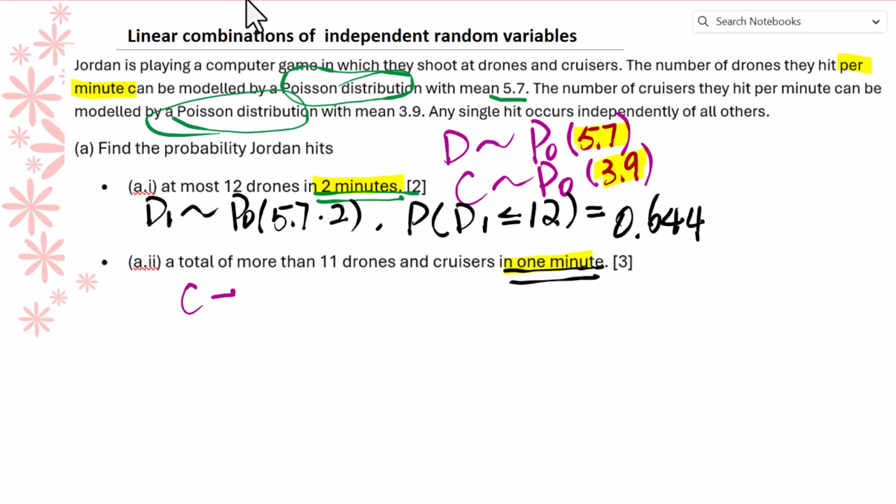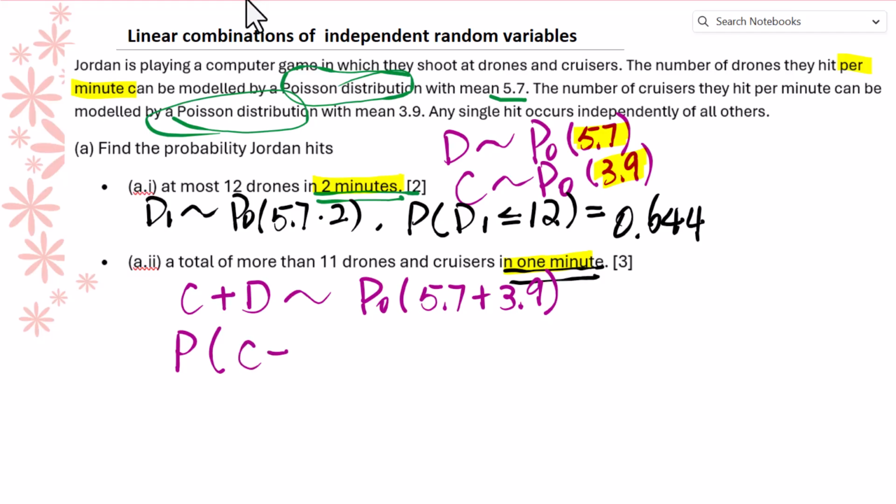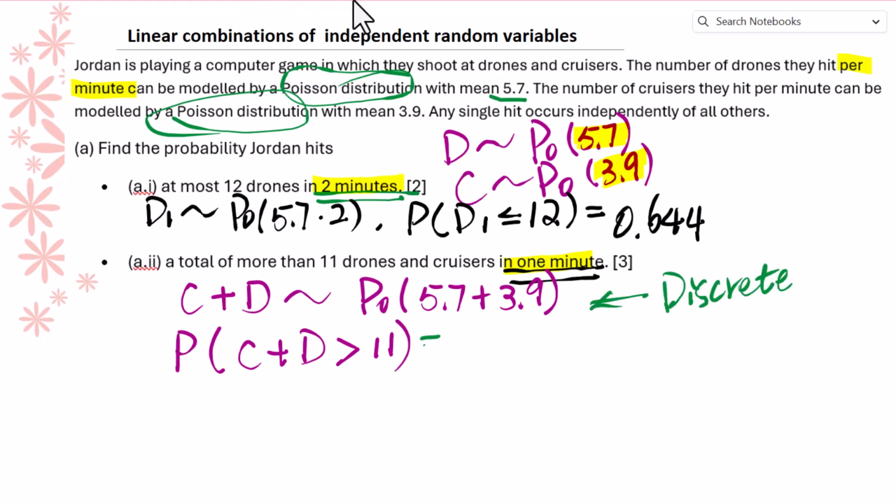Part a2: a total of more than 11 drones and cruisers in 1 minute. C plus D follows Poisson distribution with 5.7 plus 3.9. We are looking for probability of C plus D greater than 11. So we want probability of C plus D greater than or equal to 12.